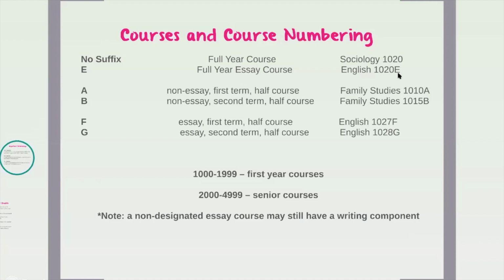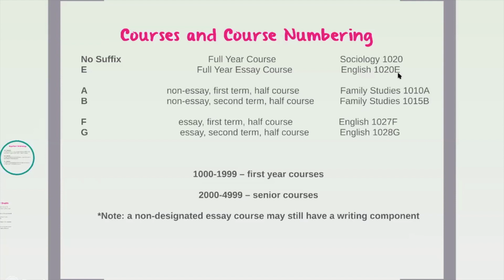Now, not to say that a non-designated essay course, so like Sociology 1020, won't have writing. You likely will still have some assignments, but the amount of writing won't be quite as high, and often your exams in that course will be more focused on multiple choice or shorter written answers rather than a long essay type question. Now we also have half courses.